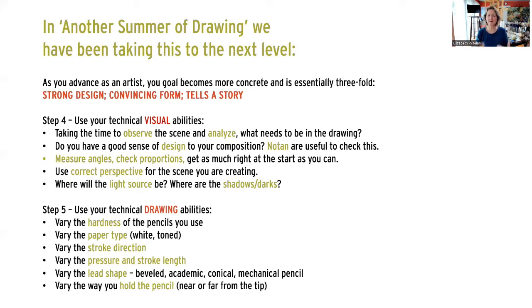And then your technical drawing abilities, that's what we've really been concentrating on: varying the hardness of the pencils, varying the paper type, white or toned paper, varying the stroke direction, the pressure and the stroke length that you might be using when you're drawing, varying the lead shape, varying the way you hold the pencil. I'm going to encourage you to keep doing all of those things in step 5. You'll find those things that you really like and want to keep using over and over again. But every now and again, try to pull in some of the other stuff, give it a shot. It's all about having as many tools that you feel comfortable with to be able to draw any subject matter that comes along.